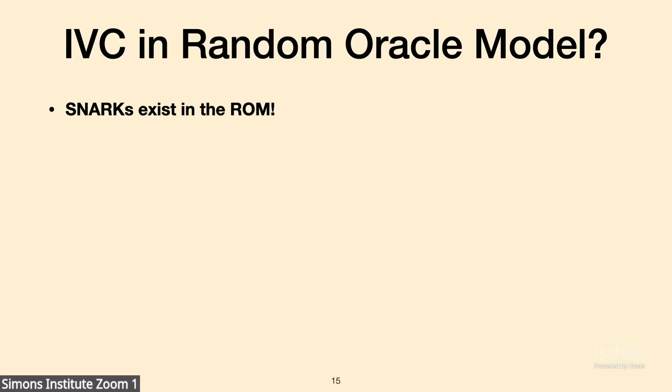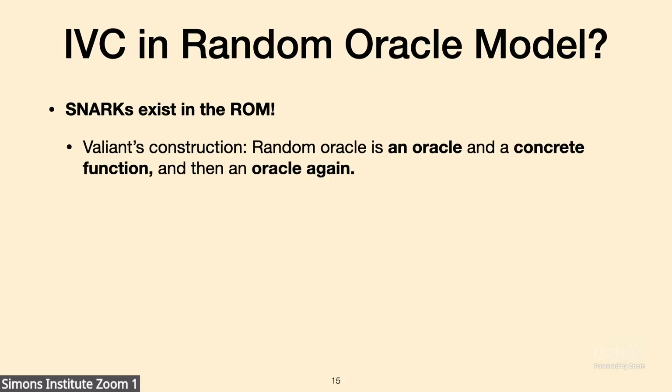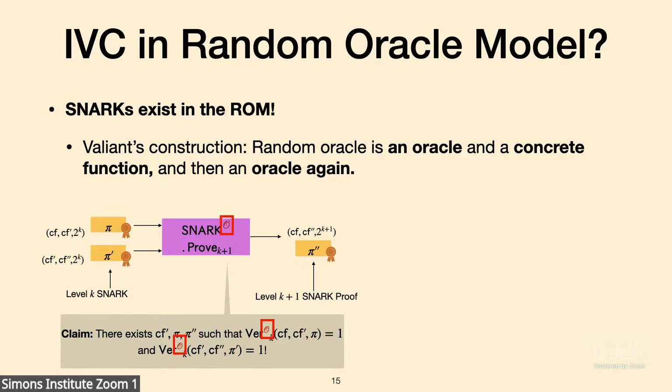SNARKs exist in the random oracle model. So can we do IVC in the random oracle model? And in fact, Valiant's original construction first uses a random oracle as an oracle, and then a concrete function, and then an oracle again. So when I'm writing this relation down, I'm treating this O as a concrete function, whereas here I'm using O as a random oracle.